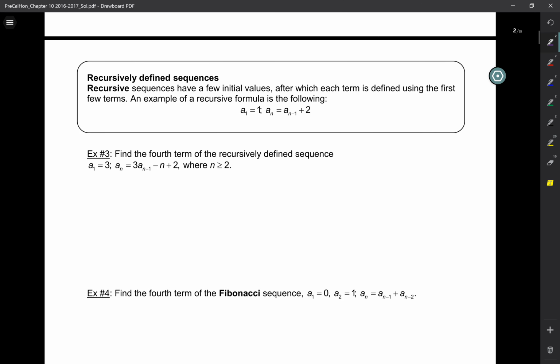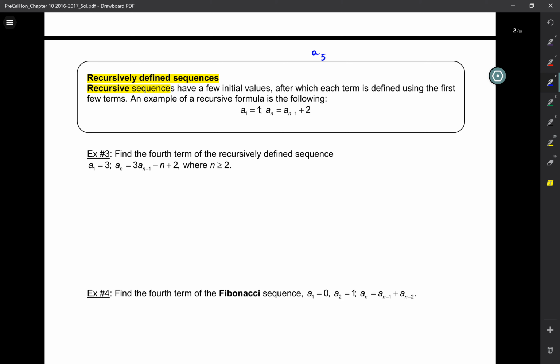Sometimes we define sequences using a recursive formula. What recursive sequences are basically is they have a couple of initial values, 1, 2, 3, and then each of the next terms are found based on doing something to the previous term. So for example, if you want to find A5, then you have to do something to A4 and maybe A4 and A3, and that's how you find A5. If you want to find A6, you have to use A5, and so on and so forth.